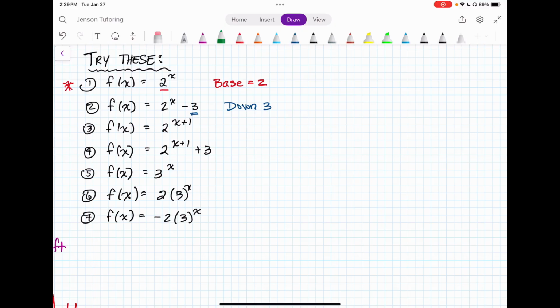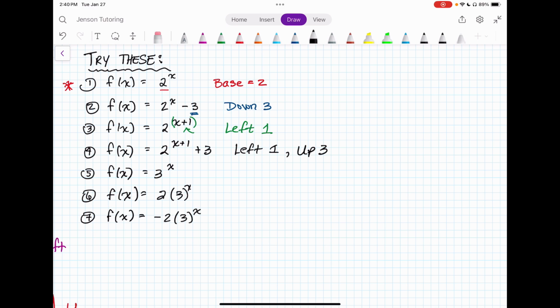And if I look at number 3, this shift is in the exponent itself. So when you look at your exponents, think of that part being written in parentheses like I just added there. And remember, I want to go the opposite way of what the sign is. So in this case, I'm going to shift my parent graph left 1 space. And then problem number 4, that's incorporating a vertical shift and a horizontal shift. So this one's going to shift left 1 and up 3.